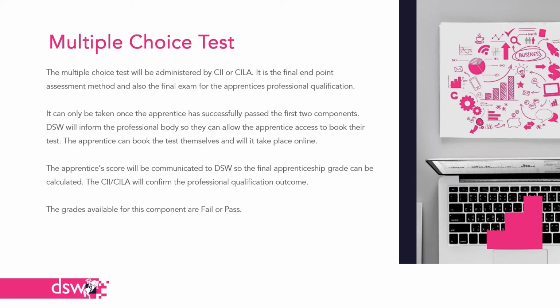The CII or CILA will inform DSW of the apprentice's results so their overall endpoint assessment grade can be calculated and communicated to the training provider. The overall grade will be communicated within 5 working days of the multiple choice test being taken. The grades available for the multiple choice test are pass or fail. If a resit is required, this should be discussed with the relevant professional body.